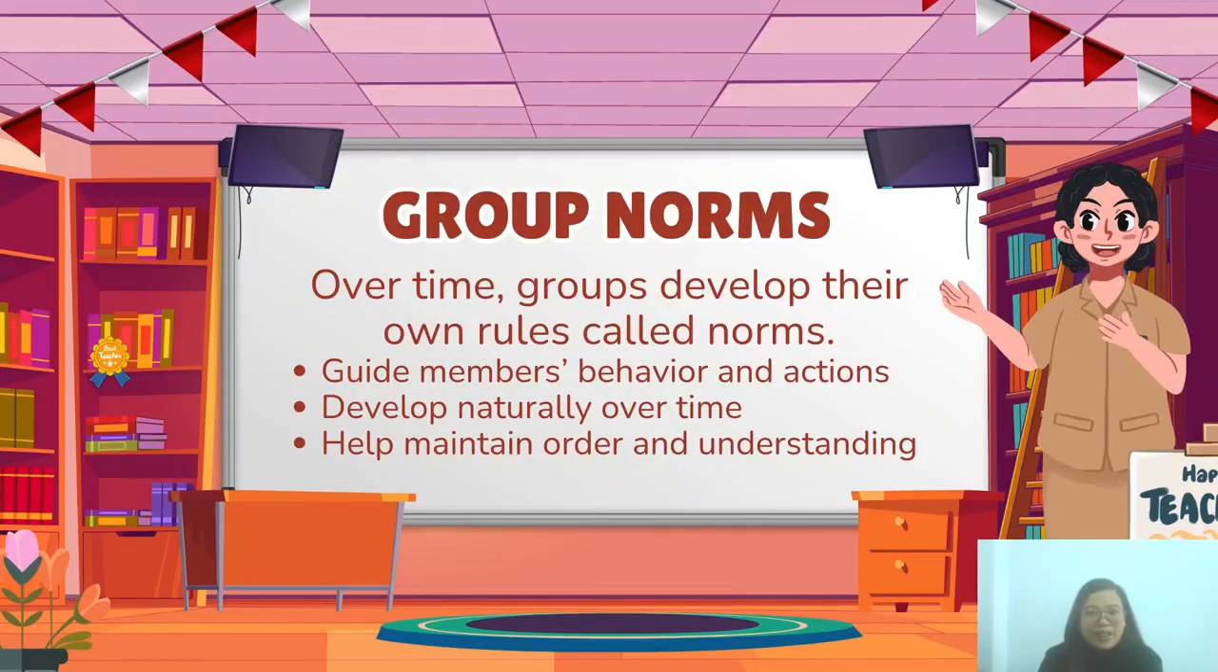In addition, groups also develop what we call norms. These are the rules or expectations that guide how members behave. Norms develop naturally over time and help maintain order, cooperation, and understanding within the group.